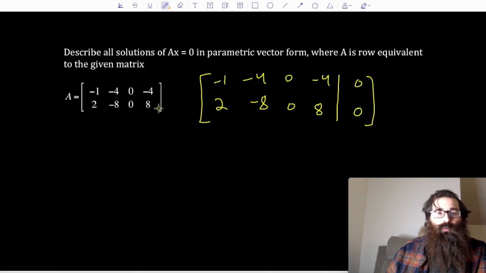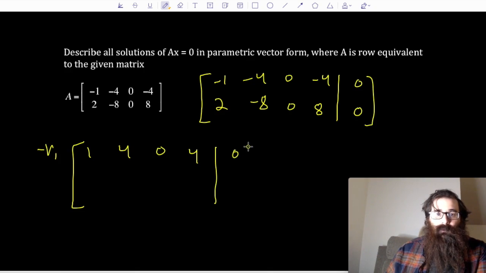Now I want to start row reducing. I'm going to scale both of these rows. I'm going to do a negative 1 times row 1, so I'm going to flip all the signs there. So positive 1, positive 4, 0 is signless, positive 4 augmented with 0.